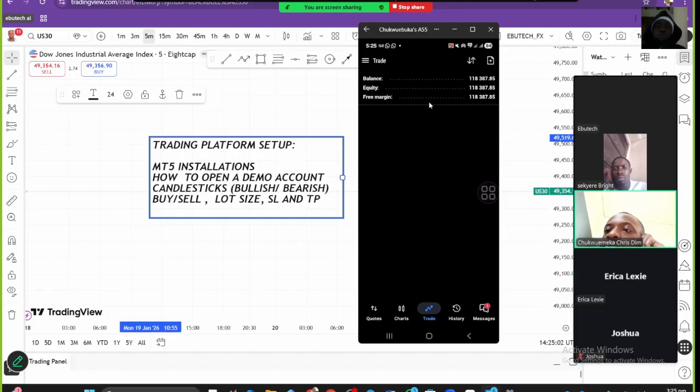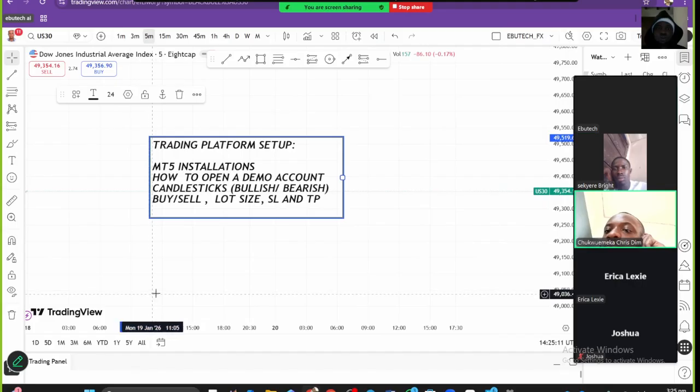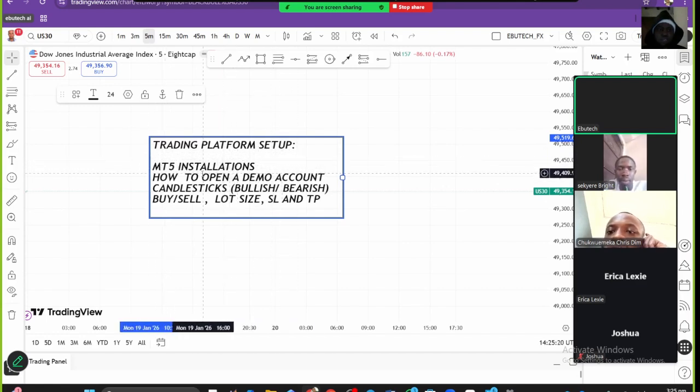Okay, now we have to move back to our candlestick. Now we have already done the MT5 installation. This is exactly what we are doing today, the trading platform setup. Then we have done the MT5 installation, how to open a demo account. We have done that. Then the candlestick, bullish and bearish, right?